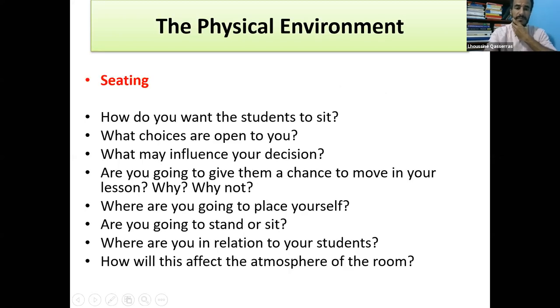Okay, so look here. When we talk about the physical environment, we talk about sitting. So how do you want the students to sit? What choices are open to you? Choices, spaces. What may influence your decision? Are you going to give them a chance to move in your lesson? Why or why not? If it's a group, maybe you want to rearrange the chairs. Where are you going to place yourself? You as a teacher, in front, middle, around the classroom, at the back. Are you going to stand or sit? Where are you in relation to your students? And how will this affect the atmosphere of the room? So these are very important questions you may ask.